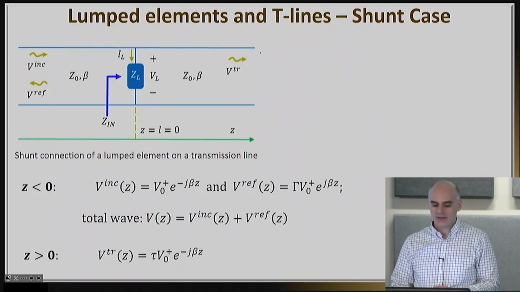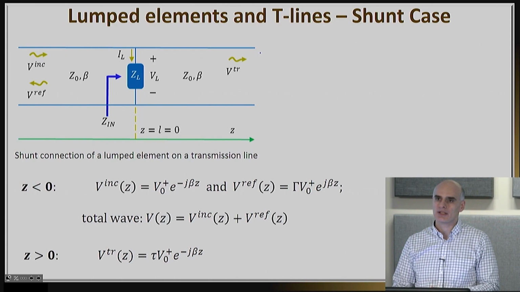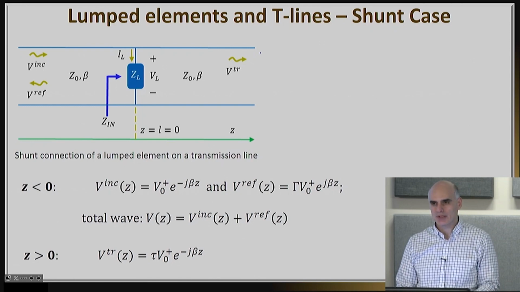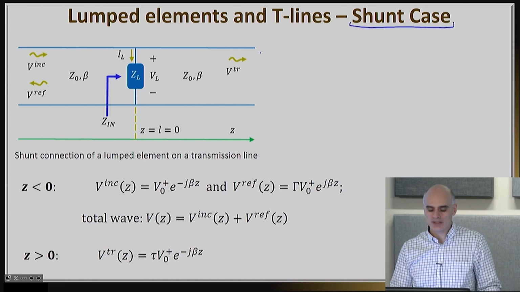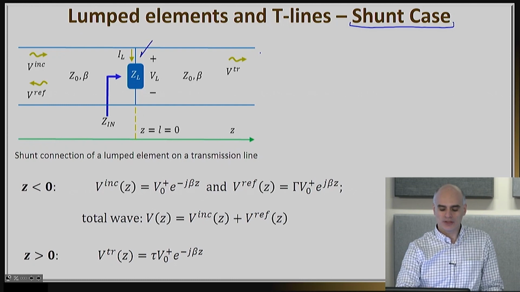Last topic for today. And the last topic for today is going to actually help us understand what happens when we connect lumped components to transmission lines. I'm going to give you two specific cases that occur very often in real life. First, we're going to look at the shunt case, which essentially means that we have a transmission line and we connect a load in parallel to this transmission line.